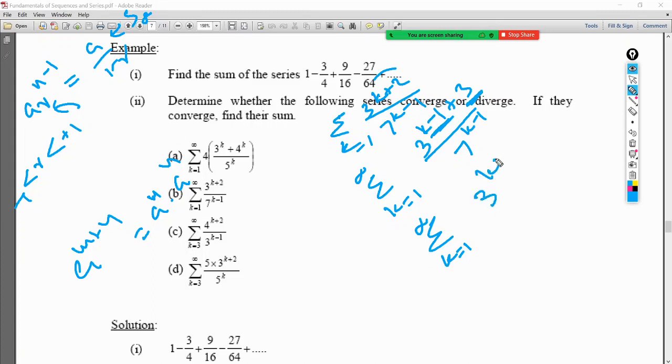3 to the power k minus 1 into 3 to the power 3 divided by 7 to the power k minus 1.